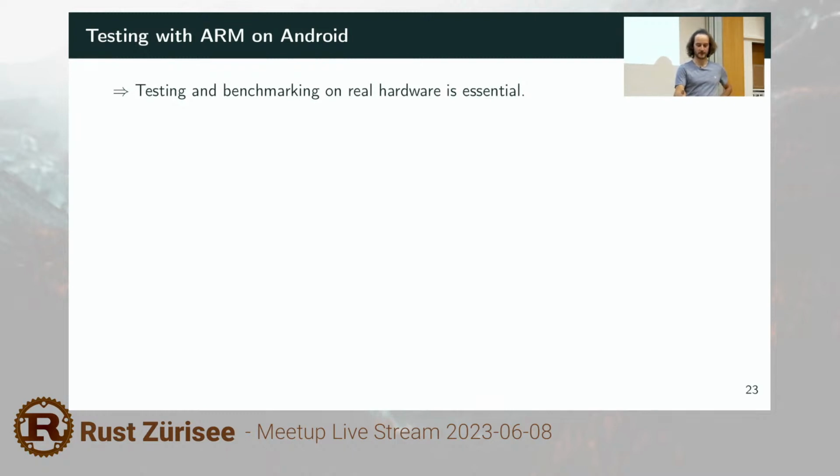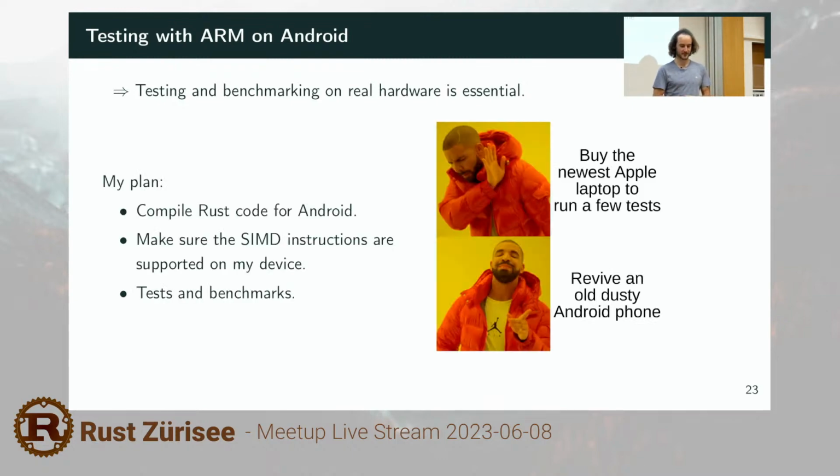Okay, so now I wanted to test, and well, on Intel I already have my development laptop, but I wanted to test on ARM, which is the other major platform. Essentially, either I would buy the most recent Apple laptop, which nowadays is based on ARM, or I just had this old dusty Android phone, my previous model. I mean, the screen is broken, everything is broken, except it still works. So it's much cheaper and eco-friendly to do that.